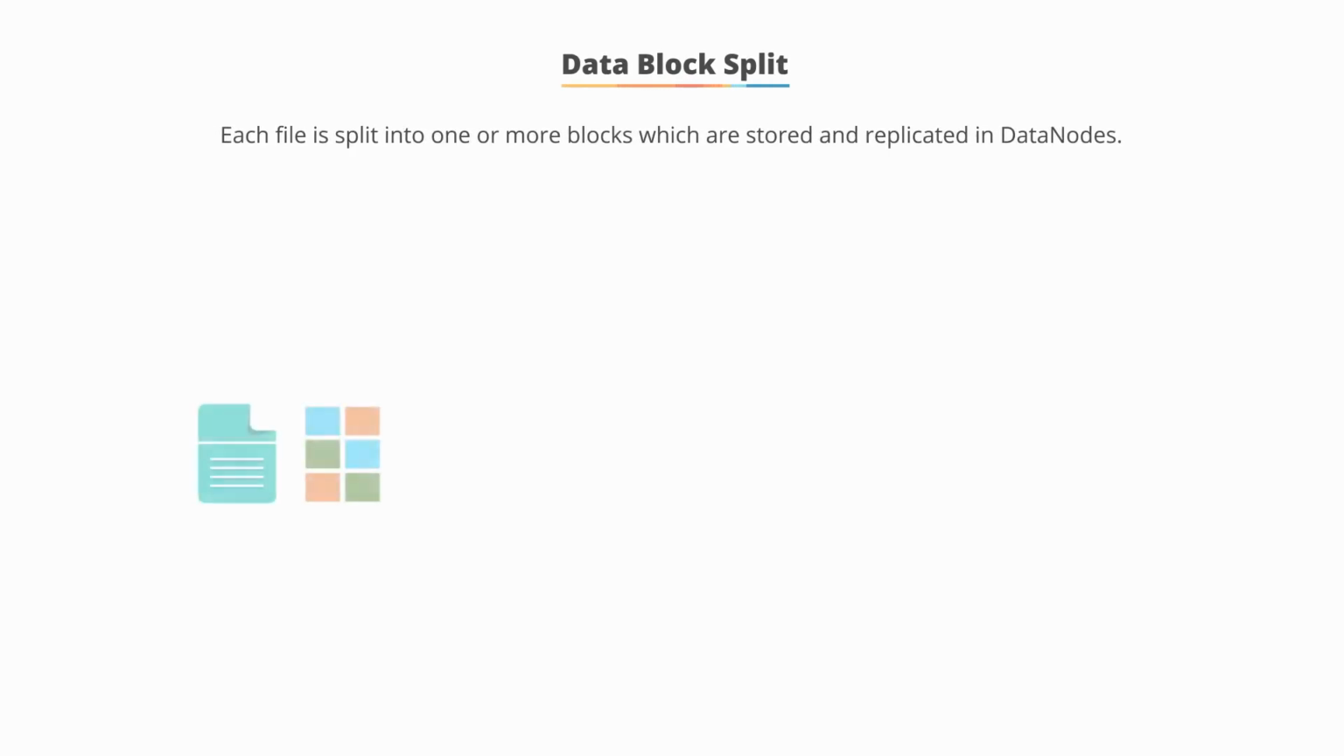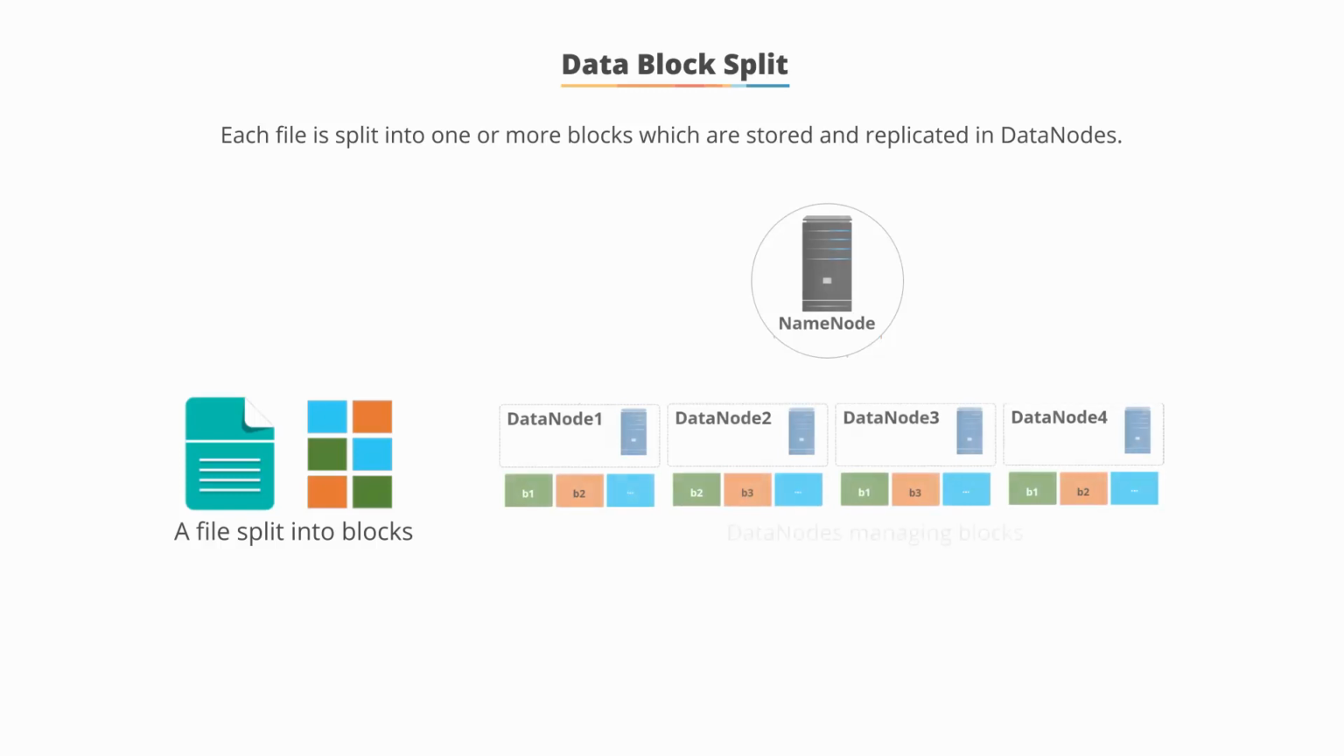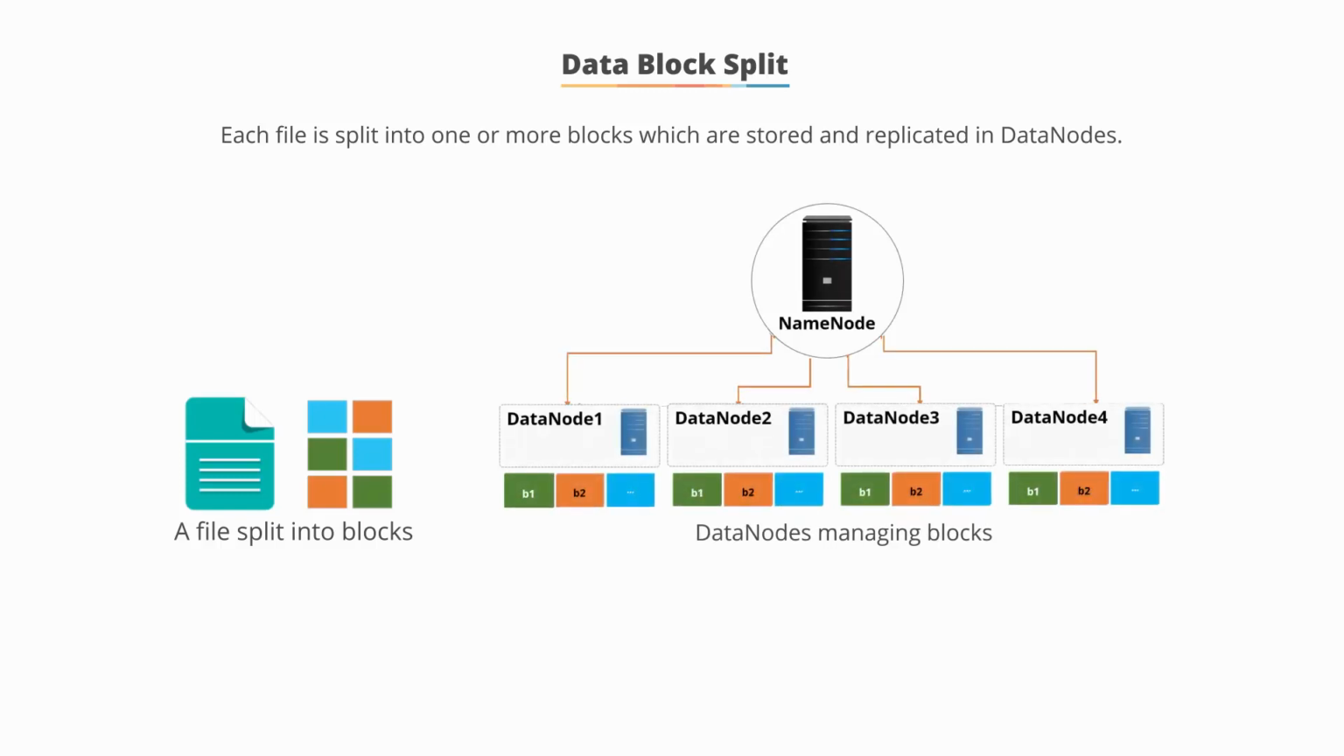Data block splitting. Each file is split into one or more blocks which are stored and replicated in data nodes. The data block split is an important process of the HDFS architecture. As discussed earlier, each file is split into one or more blocks, stored and replicated in data nodes. Data nodes manage names and locations of file blocks. By default, each file block is 128 megabytes.